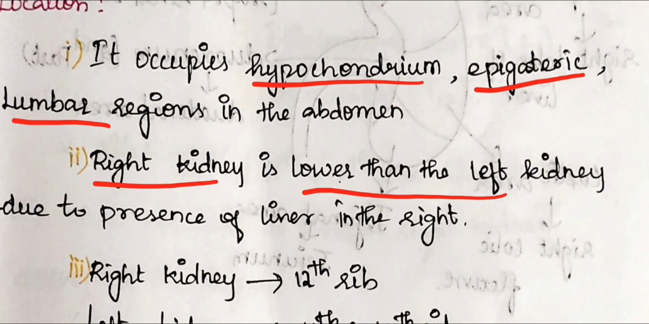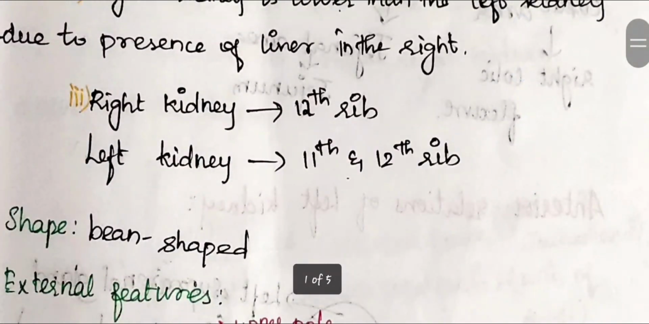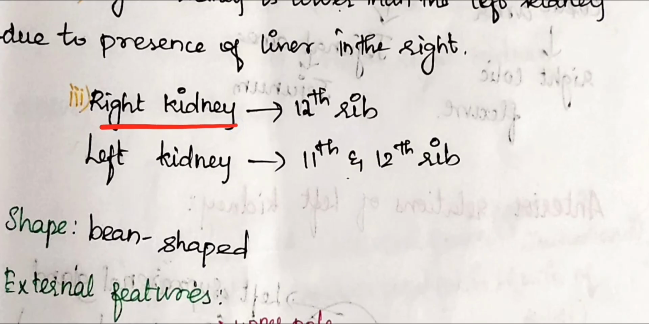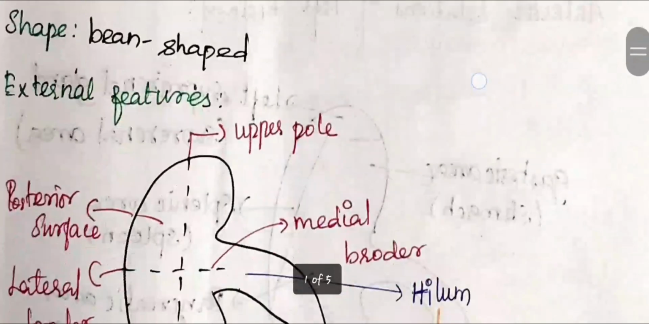Okay. So as I said, for location, first we have to speak about the abdominal region, then we are going to speak about the ribs. The right kidney is somewhat lower and the left kidney is higher. The right kidney is related to the 12th rib, and the left kidney is related to the 11th and 12th ribs. So these are the locations.